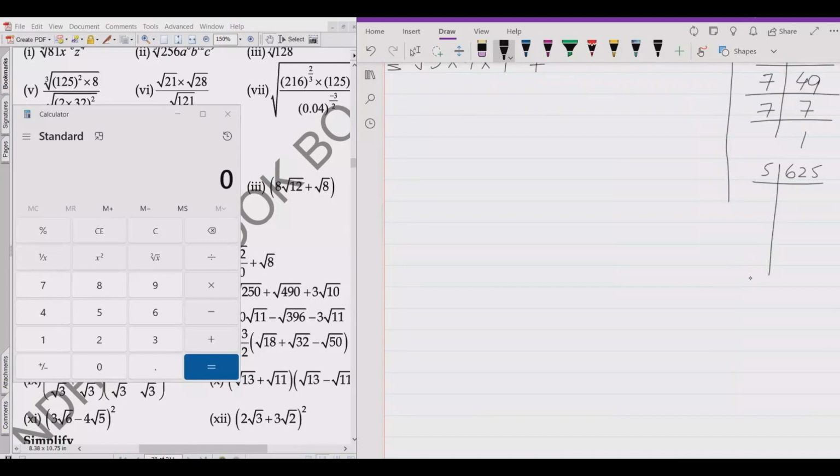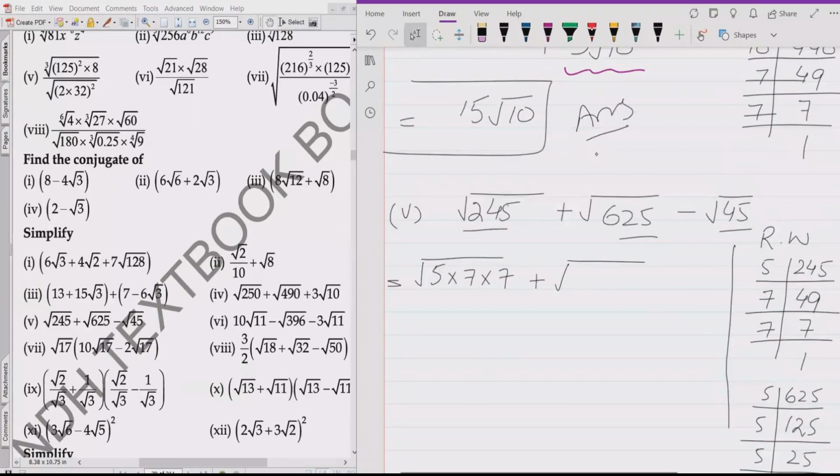625. First we will divide by 5. 5 1s are 5, 5 2s are 10, and 5 5s are 25. Now we will again divide it by 5. 5 5s are 25, 5 1s are 5, right? So we get here 5 multiplied by 5 multiplied by 5 multiplied by 5. Here we get the pair, right?